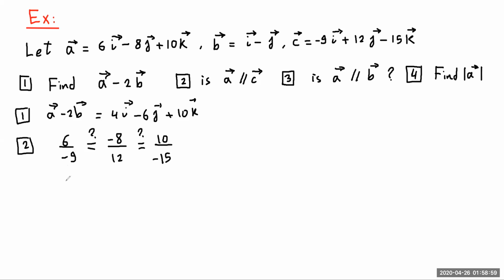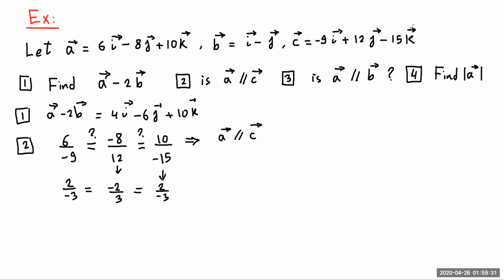After cancellation, after dividing by 3, it's 2 over minus 3. Here, after dividing by 4, it's minus 2 over 3. And here, after dividing by 5, it's 2 over minus 3. So they are equal. So these two vectors, A and C are parallel.